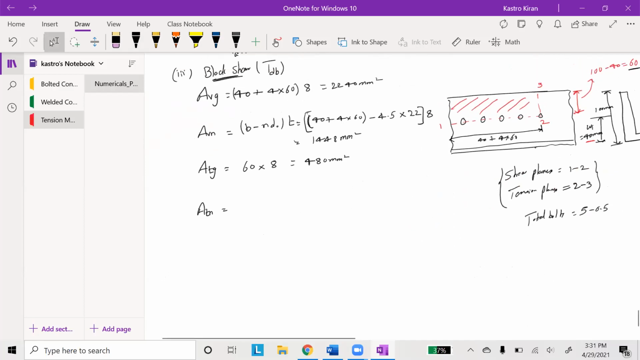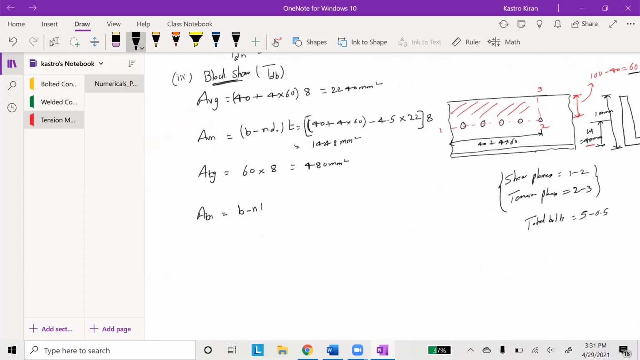Now let's find out the value of net area in tension. That is the same formula, which is B minus N D naught into T. So the value of B, that is the total width along the tension plane, the width of 2, 3, is 60, minus N, because in the tension plane the failure of bolt will be only half. Okay? That is, the value of N will be 0.5, into D naught which is 22, into 8 which is the thickness. So if you solve for this, you will be getting 392 mm square.